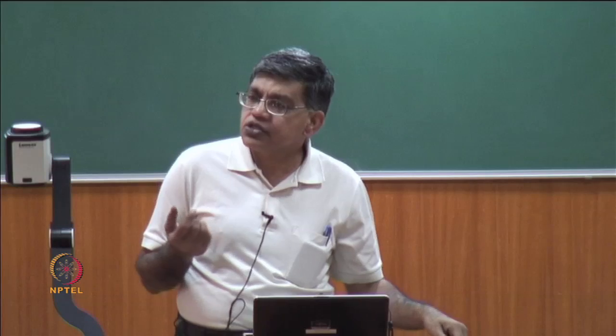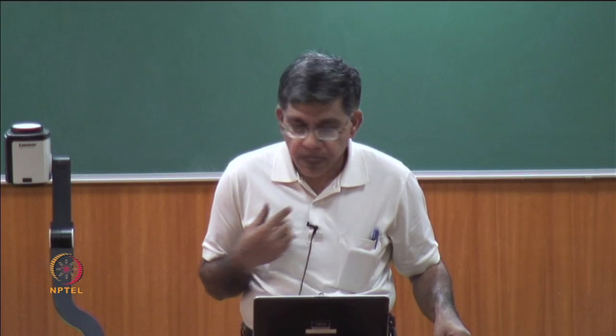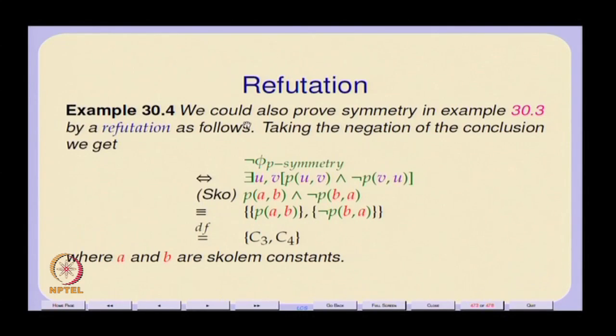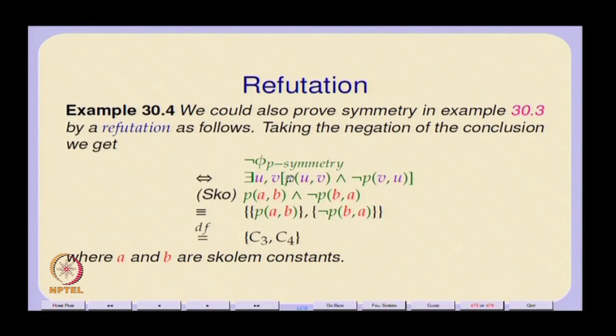A refutation is essentially a proof by contradiction, so you assume the negation of the conclusion. Let us do the same example. We have that this binary relation is reflexive and Euclidean, and you have to prove symmetry. This is the representation of symmetry, whose negation will convert all the universal quantifiers to existential quantifiers. So you get there exists u v, p of u v and not p v u.